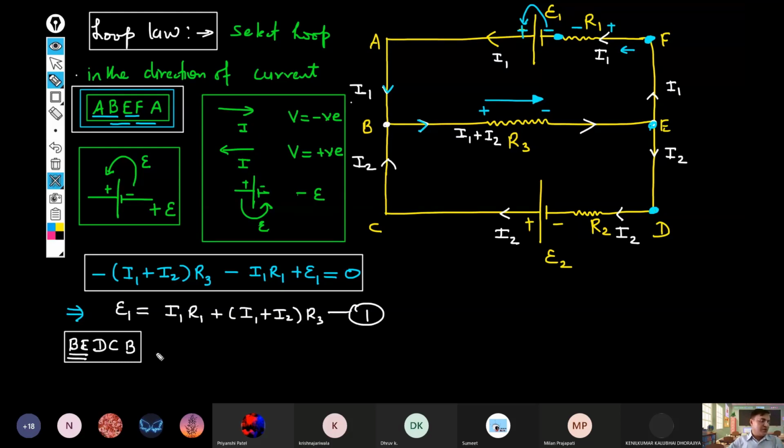Okay Sumit, you tell me what shall I write for the loop B E D C B. Yes, sir. First I am taking B to E, so what shall I write according to Kirchhoff's second law, the loop law, for B to E part? Very good Sumit.